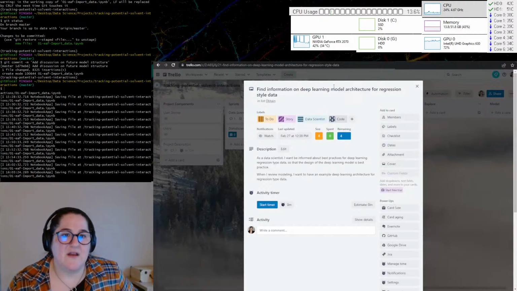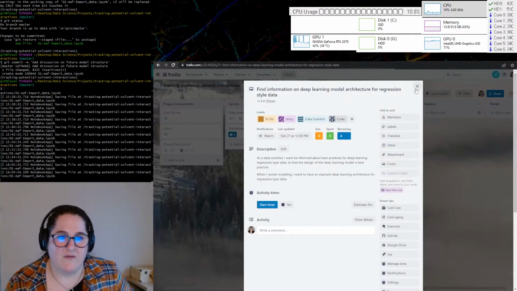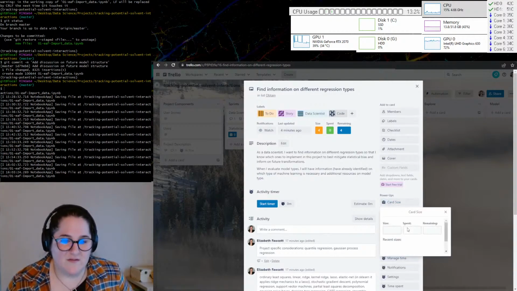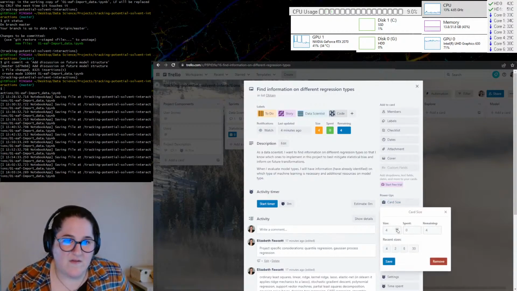And then here, find information on deep learning model architecture for regression style data. First off, we finished this. I am calling this done. Find information on different regression types.